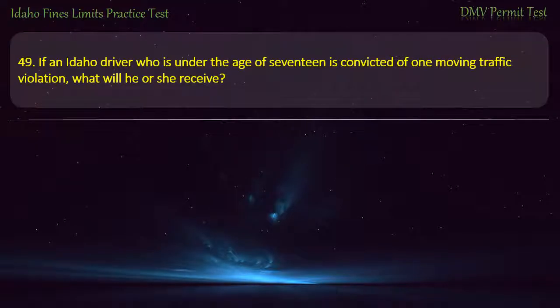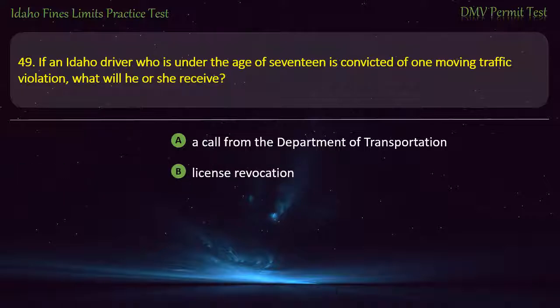Question 49. If an Idaho driver who is under the age of 17 is convicted of one moving traffic violation, what will he or she receive? A call from the Department of Transportation, license revocation, a warning letter, an email. Answer: A warning letter.